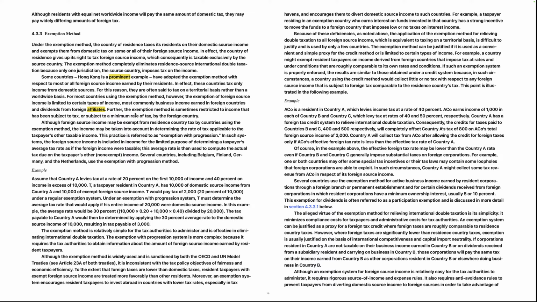Further, the exemption method is sometimes restricted to income that has been subject to tax or subject to a minimum rate of tax by the foreign country.